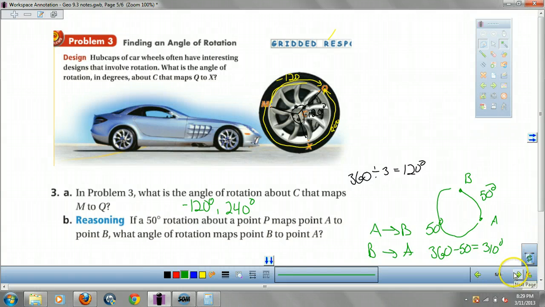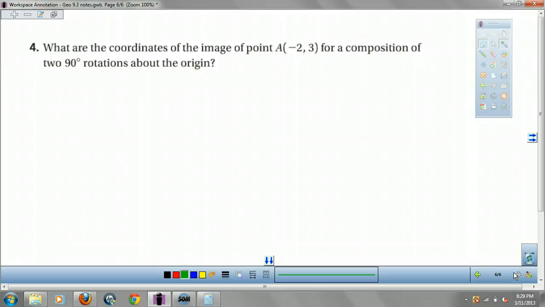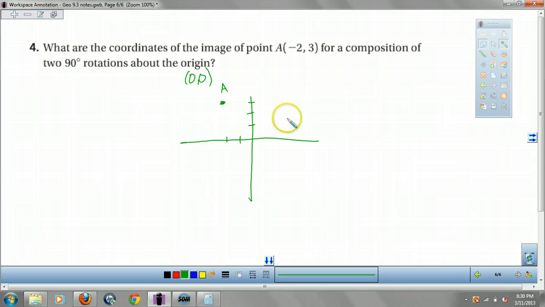One more. Find the coordinates of the image of the point A. Let's take 2, 3 for a composition of two 90-degree rotations about the origin. Okay, remember what the origin is? 0, 0. Okay, we're starting with negative 2, 3. And I'm rotating it 90 degrees about the origin twice.